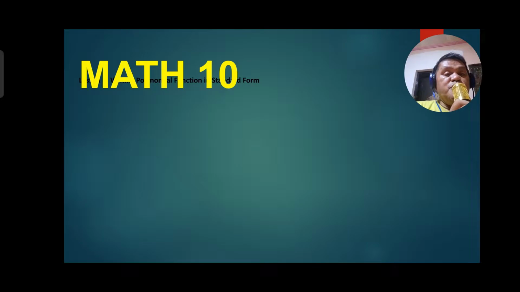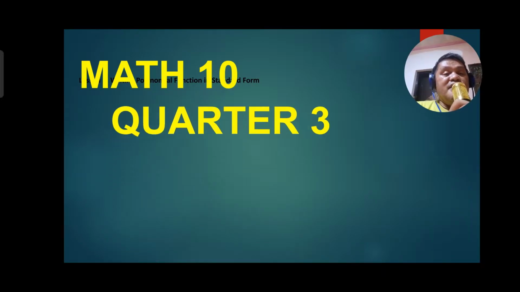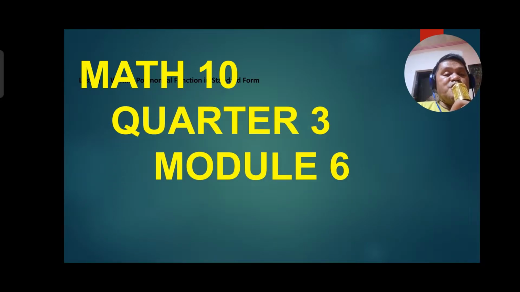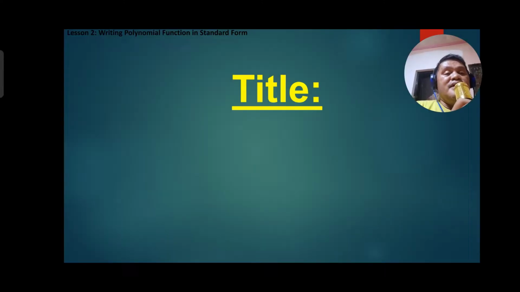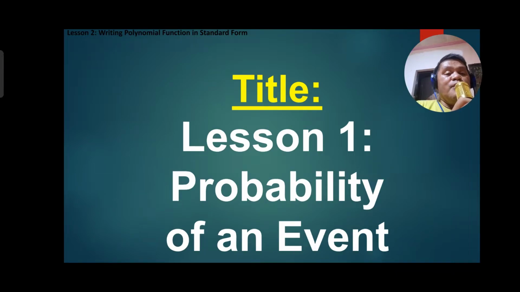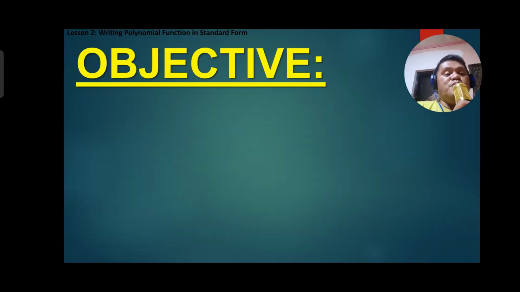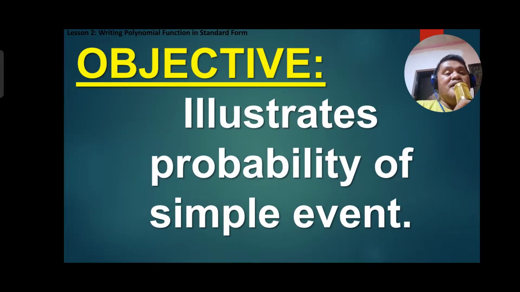This time, I will present to you Math 10, Quarter 3, Module 6. Then we have Lesson 1, with the title Probability of an Event. The objective is to illustrate the probability of a simple event.